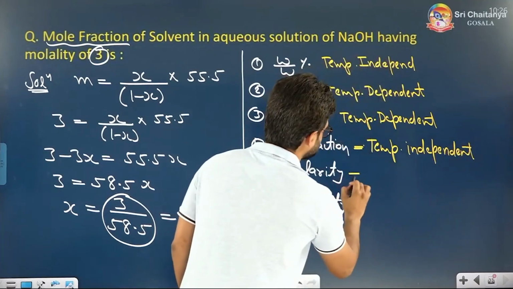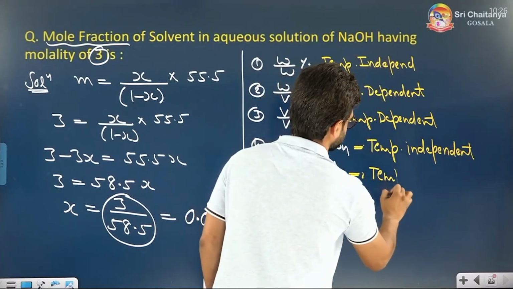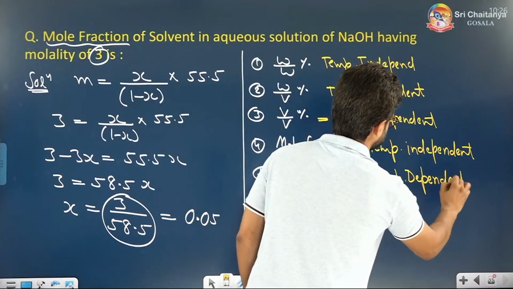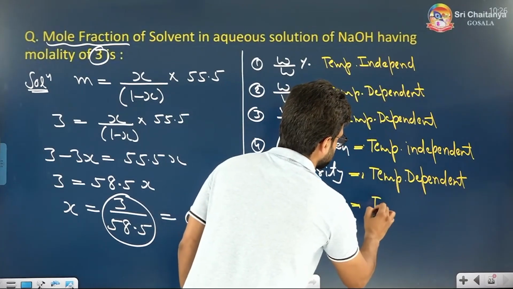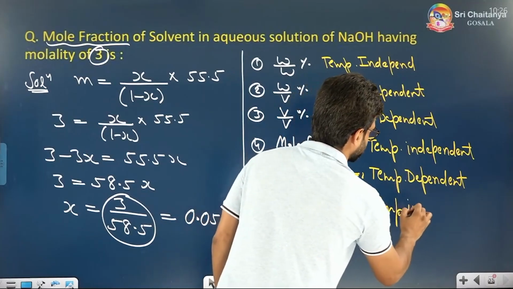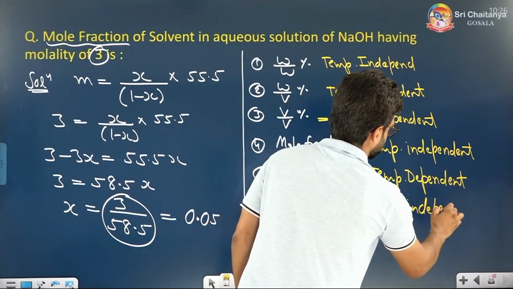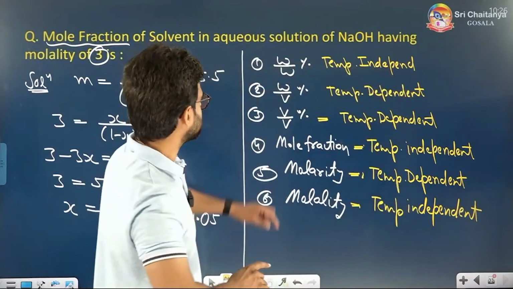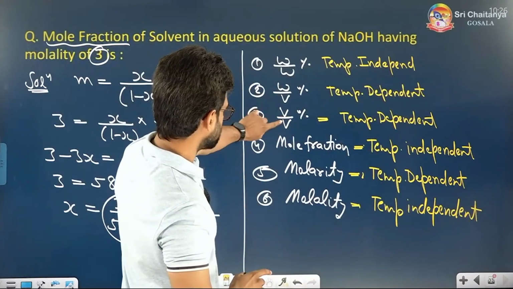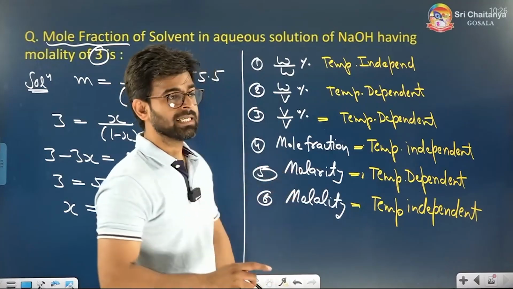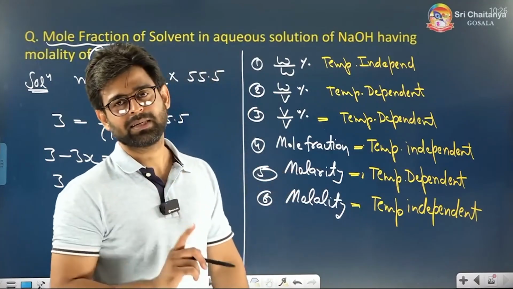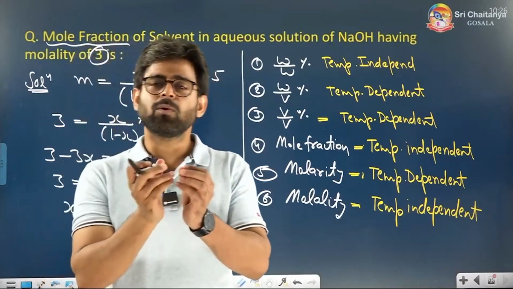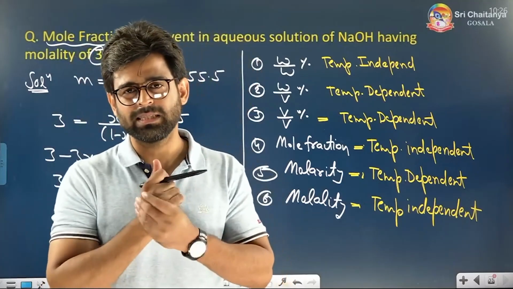Molarity is temperature dependent, because volume comes in this formula. And lastly, molality is temperature independent. So if we count the terms up to here: 1, 2 and 3 — three are dependent, three are independent. There are two or three more terms which we'll do in our offline classes.